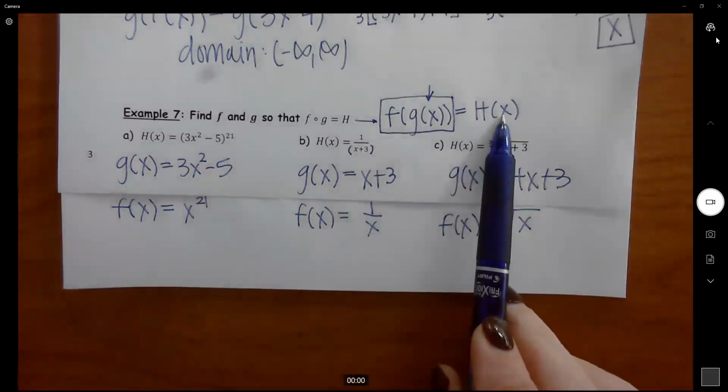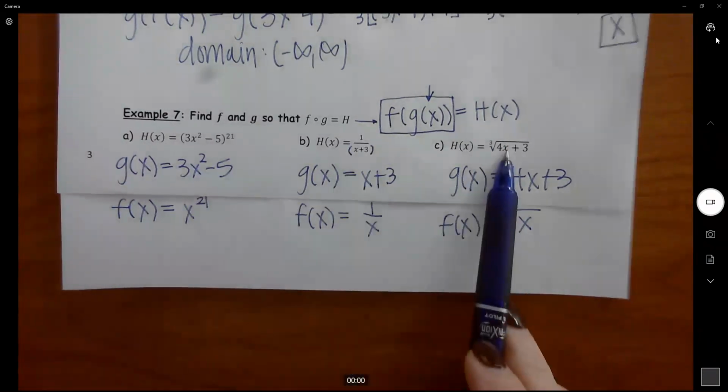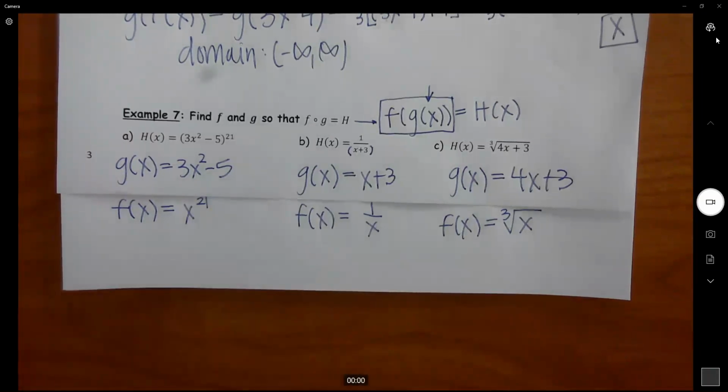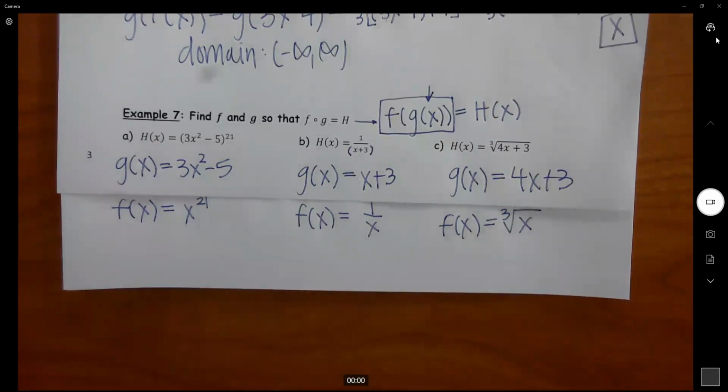Usually we're given this and finding h of x. Now we're given the end result and you're going backwards. Whatever's in the grouping, that's what your g of x is. And then once you take that out, what's left, you replace that with x. And that's your basic function that you're plugging that into.